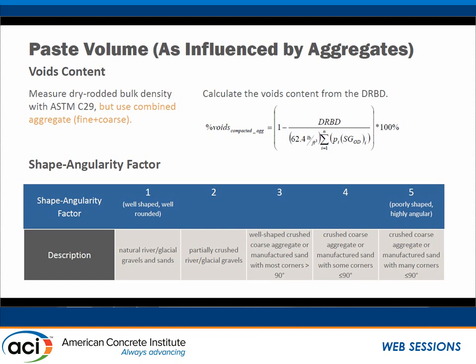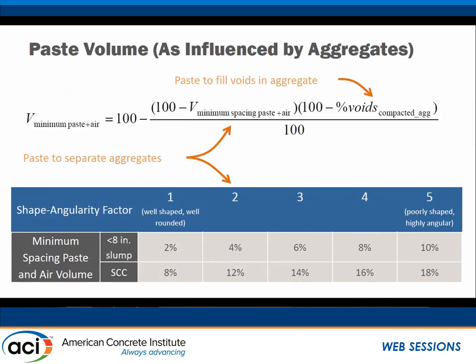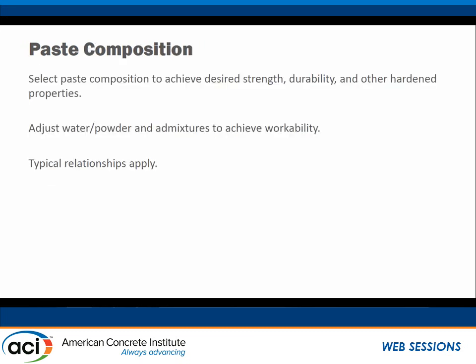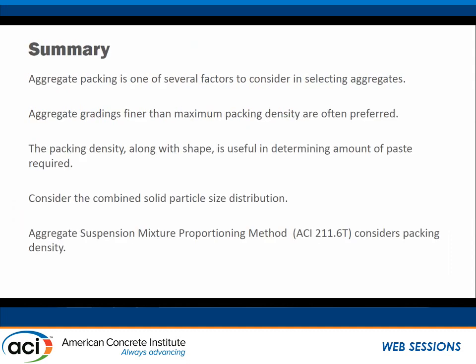So you have paste to fill the voids plus extra paste to separate the aggregates, and that extra paste is driven not by the packing directly, but by the shape of the aggregates. And so that's what you see here. The better the shape, the less additional paste that you need. And then once you have the aggregates, you fill it with paste, then you determine the composition of that paste in order to get the optimal concrete.